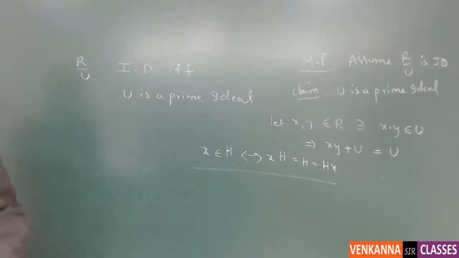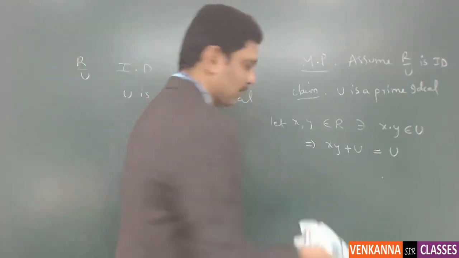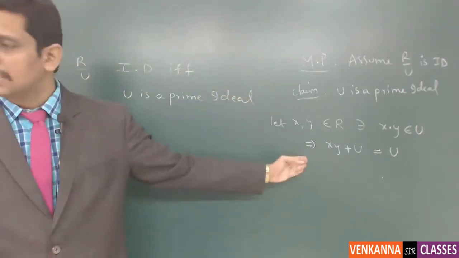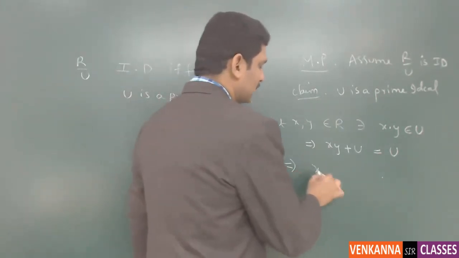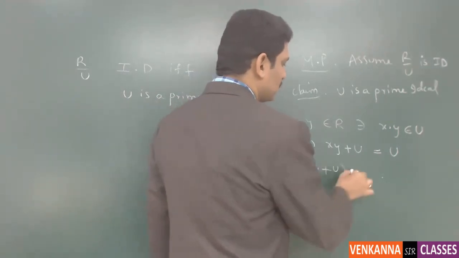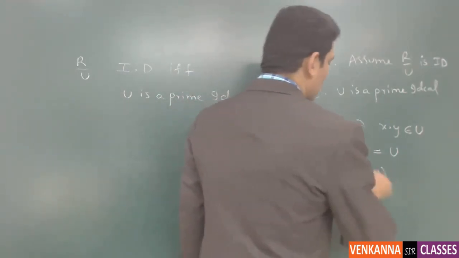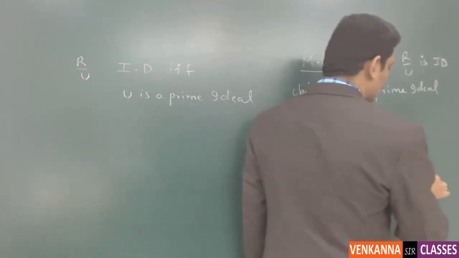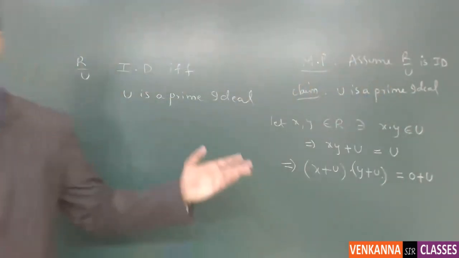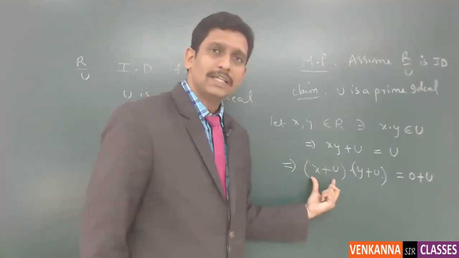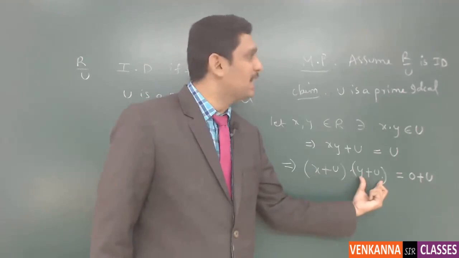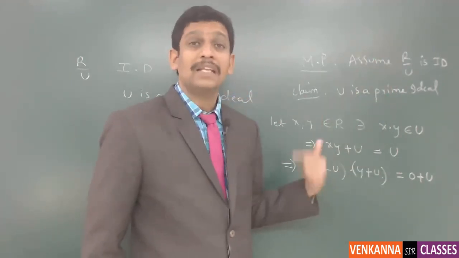Right. So on the left side, applying the property of coset multiplication, it is nothing but x plus U dot y plus U. On the right side, it is nothing but 0 plus U, because U is nothing but 0 plus U, the zero element in the quotient ring. Now what happens? You can observe that this is an element in R by U, and the result is 0.